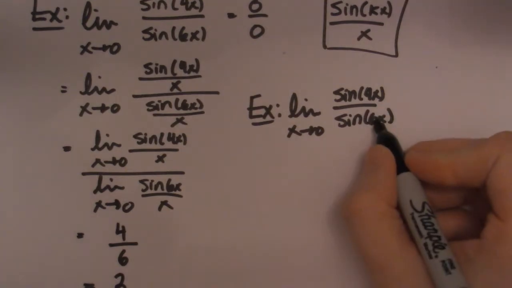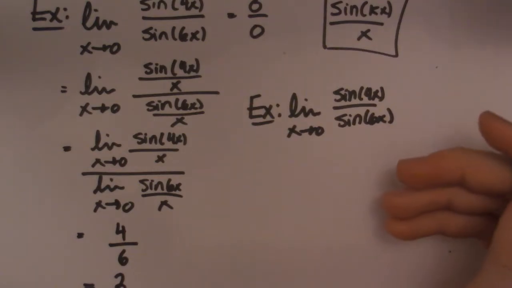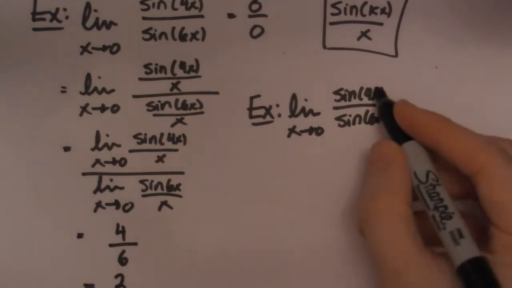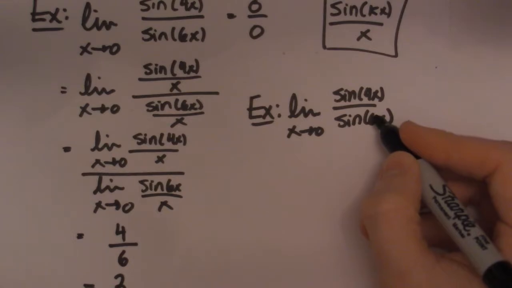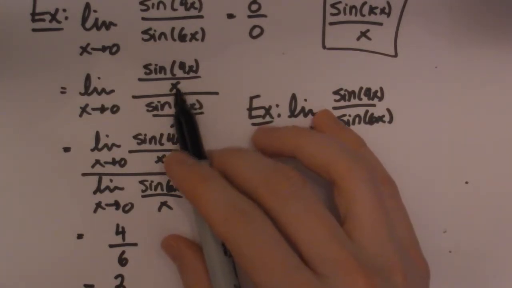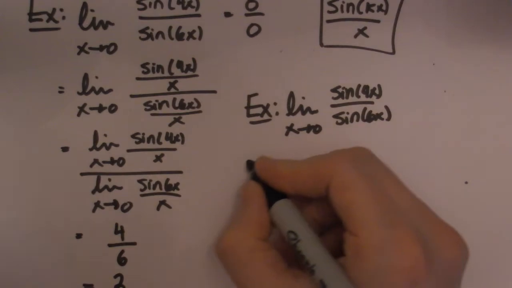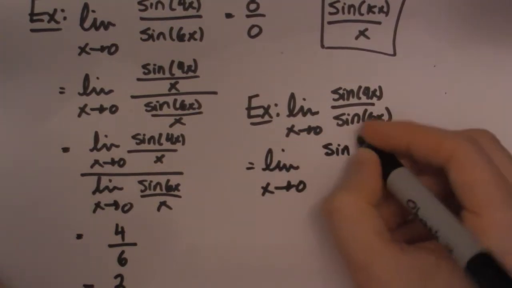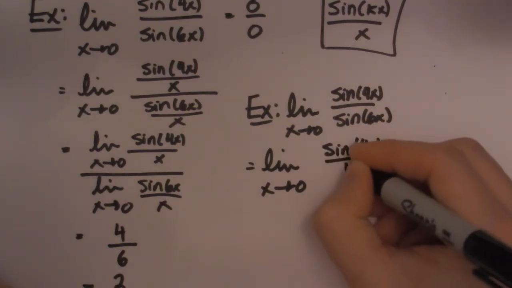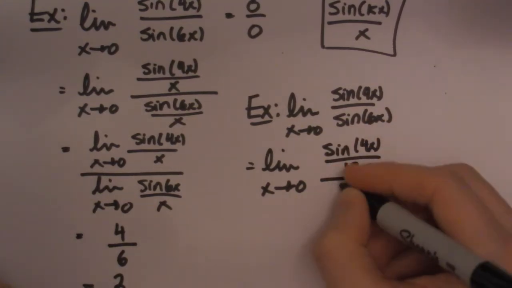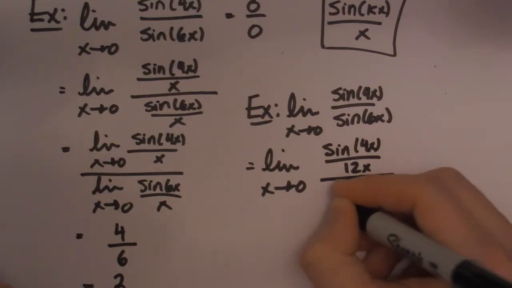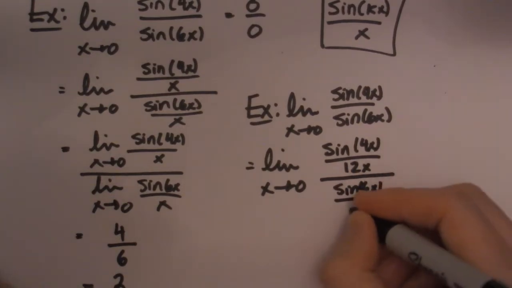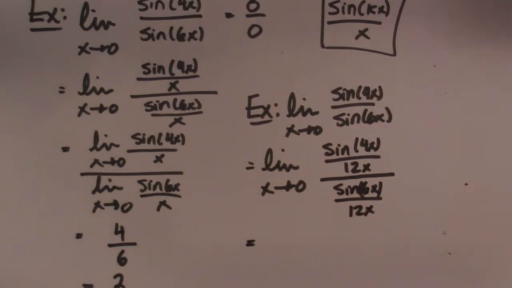If I have a 4 and a 6 in here, I have to think about a common denominator or something like that. The common denominator of 4 and 6 would be 12. So instead of dividing by x, I'm going to divide by 12x. So I get sine 4x over 12x, and then sine 6x over 12x. I divided the top and bottom by this particular thing.